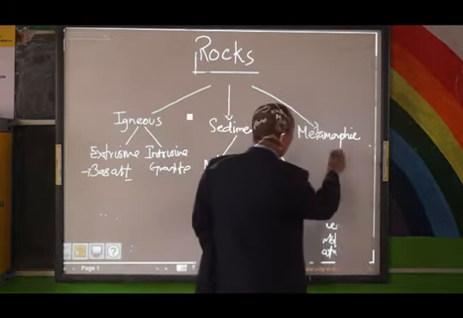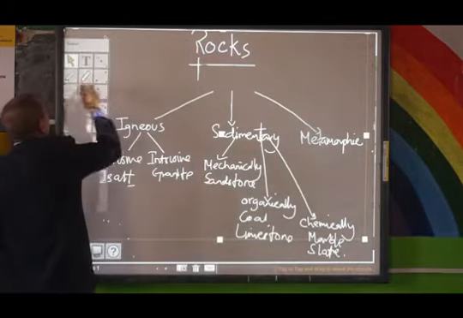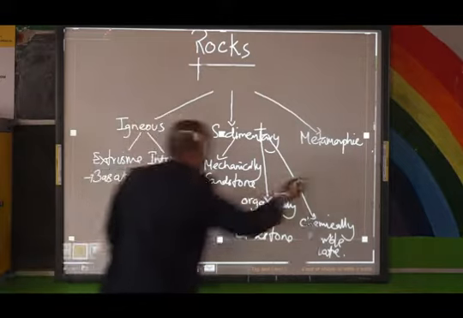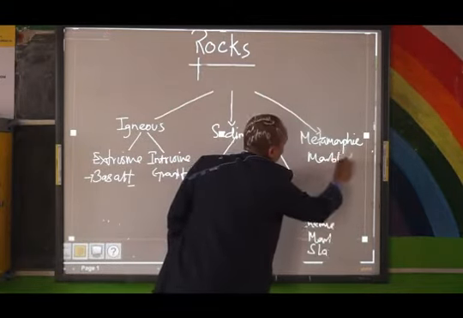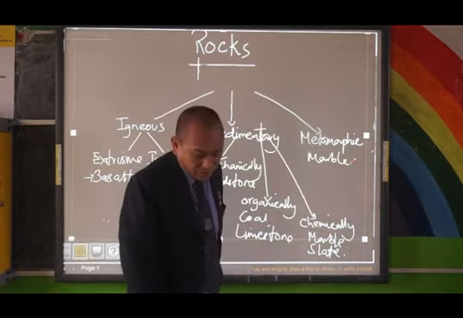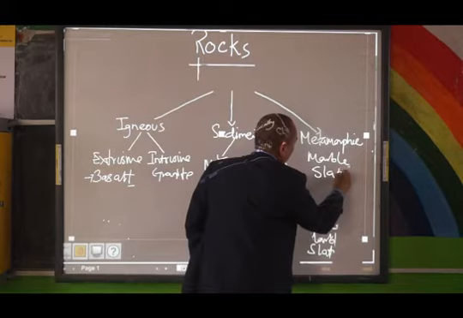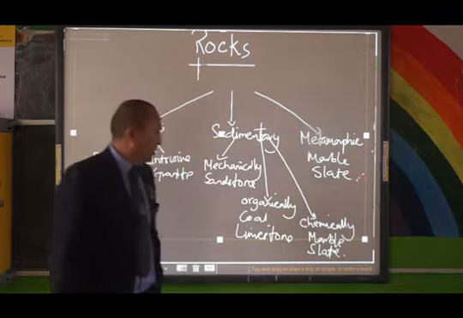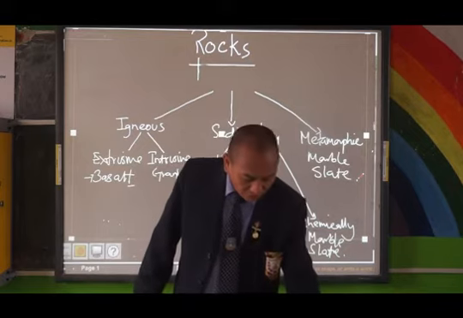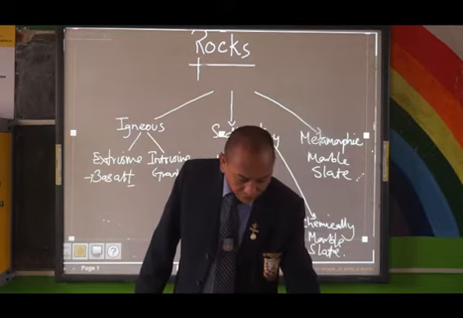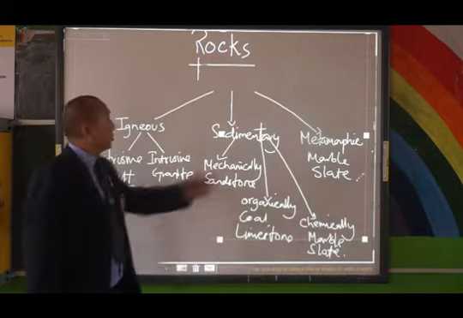You can see an example here of metamorphism. Metamorphic rock. Example we have is marble. Then we also have slate. That is also an example there of metamorphic rocks. So please keep that in mind.